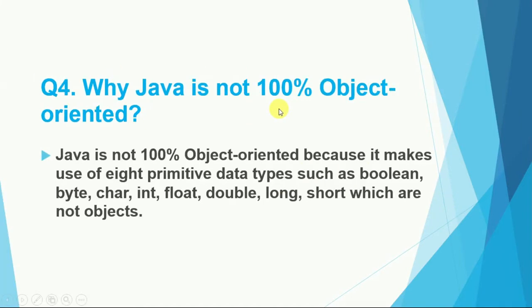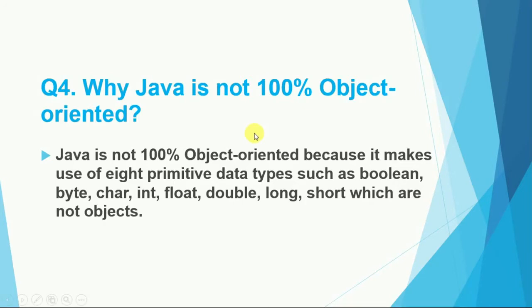Okay, so this question is also very important: why is Java not 100% object oriented? Most of you don't know about this. We can say, why is Java not purely object oriented? Java is an object oriented language, but Java is not a purely object oriented language, and we can say Java is not 100% object oriented.